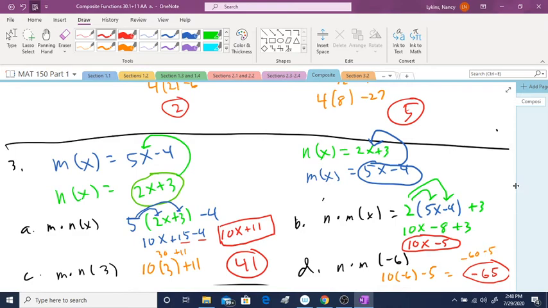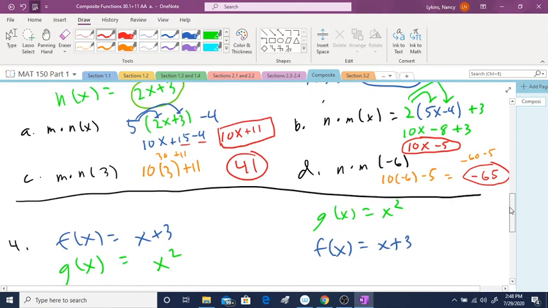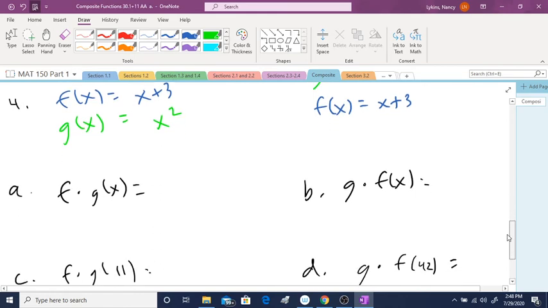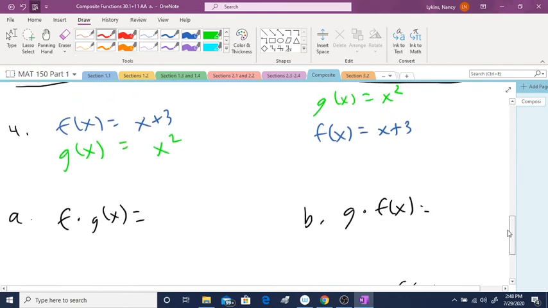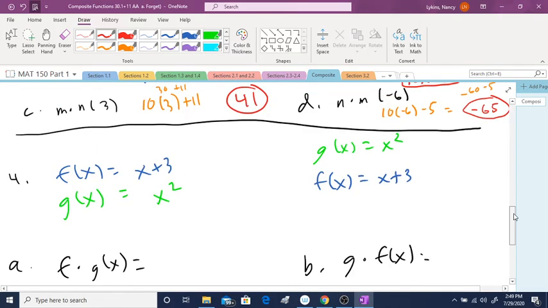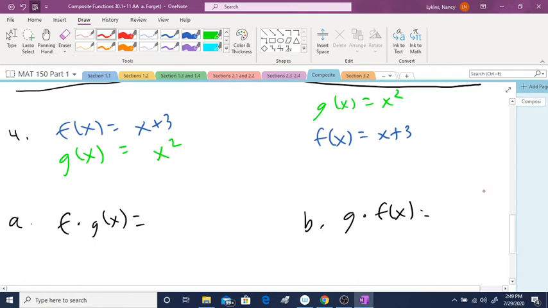And finally, I'm going to put in exponents. Like I said before, please pause this and come back to see if you've done this correctly. Okay, so now I've got this f of x is x plus 3 and g of x is x squared.